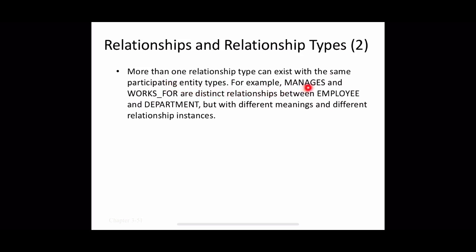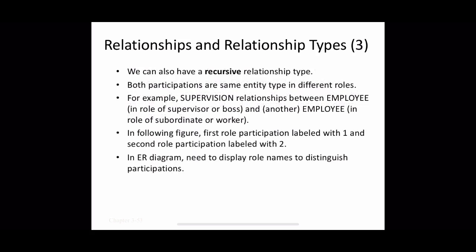Now the relationship types. More than one relationship type can exist with the same participating entities. For example, manages and works for are distinct relationships between employee and department, with different meanings and different relationship instances. Another thing is that we can also have a recursive relationship type, where both participations are the same entity type in different roles. For example, the supervision relationship type between the employee entity type and the employee entity type itself.